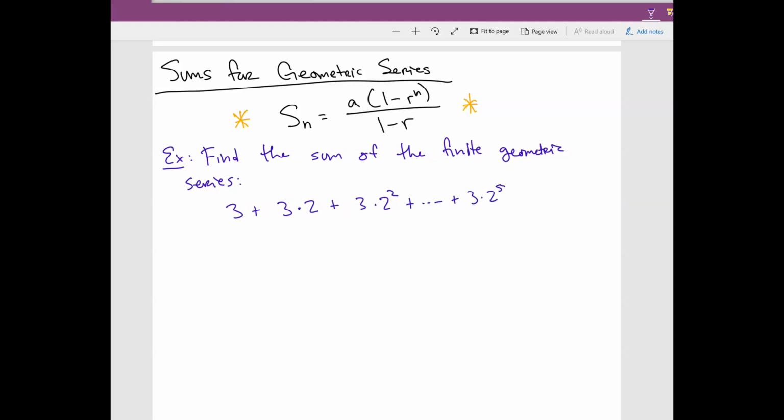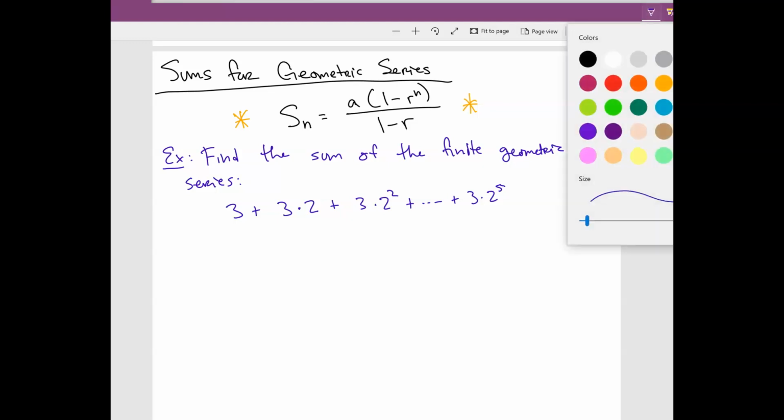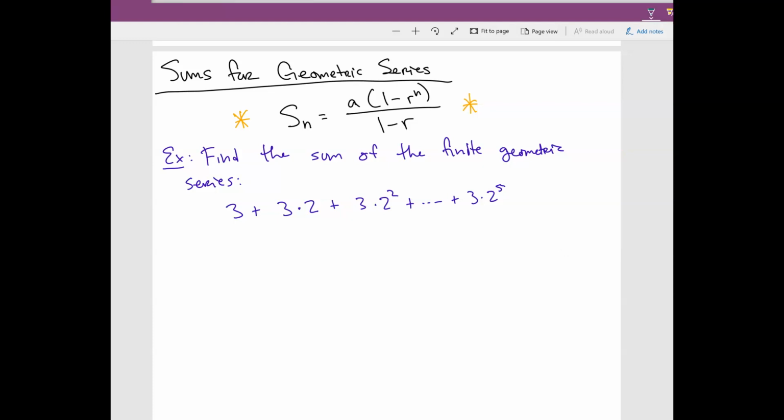Now, usually a lot of them are going to be written like this because it'll be easier for you to see the pattern. Okay, so the first thing to notice is that we already know that this is going to be geometric. The problem already told us, so we don't have to worry about it. Now, all we have to figure out is what A is, what R is, and what N is. Okay, now A is easy. That's going to be 3. That's the first term.